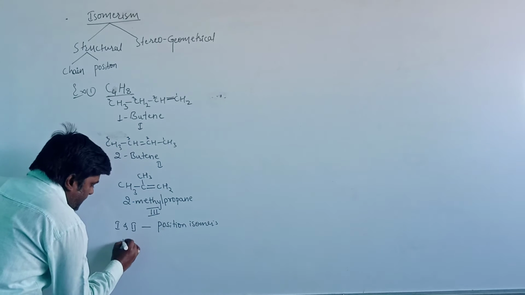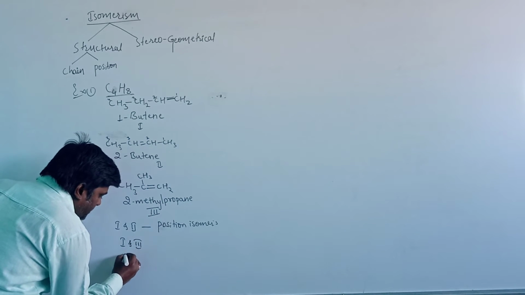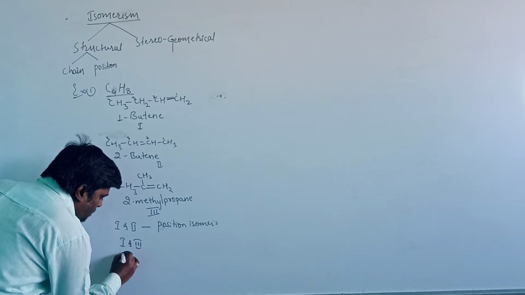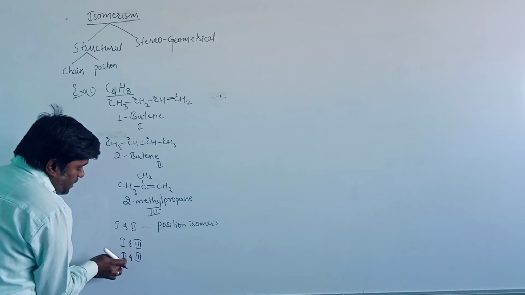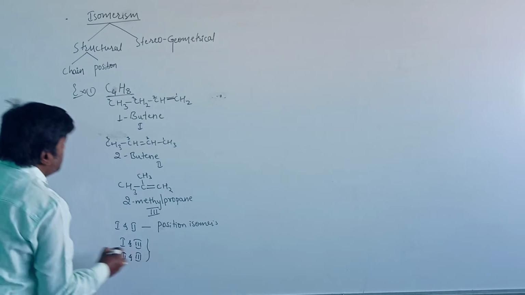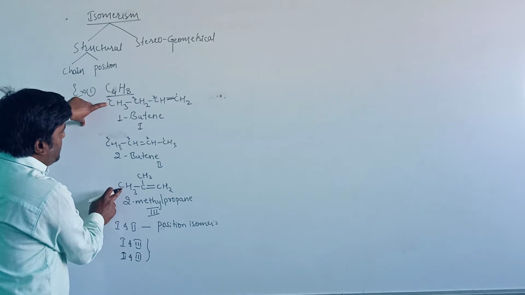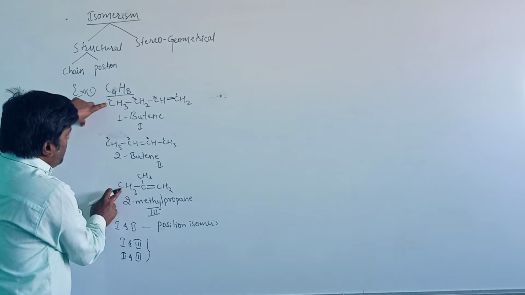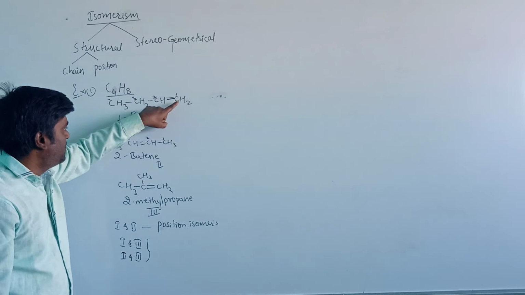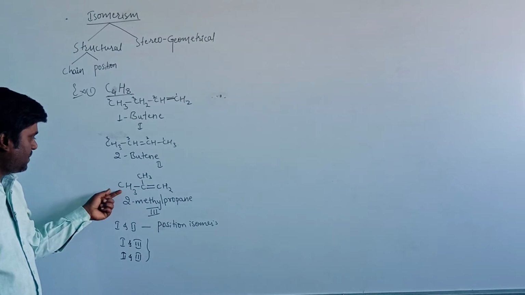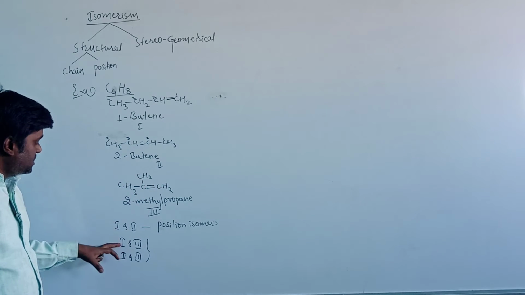When we compare 1 and 3, and 2 and 3, these have the same number of carbon atoms and hydrogen atoms but differ in the number of carbon atoms in the parent chain. Here the number of carbon atoms is 4, and here the number of carbon atoms is 3 in the parent chain.